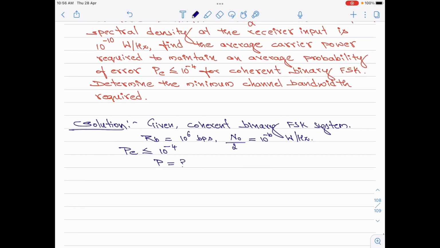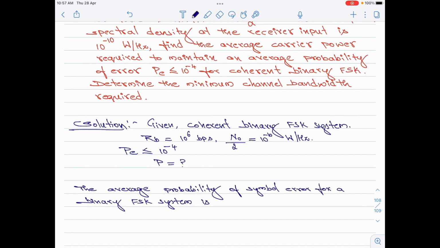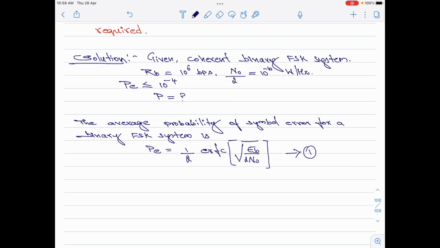Right. Let us now start with the equation for the average probability of symbol error for a binary FSK system. PE equal to 1 divided by 2 ERFC of square root of EB divided by 2 N0. I will call this equation 1. Now, we are given the probability of error should be less than or equal to 10 to the power minus 4. So, I am going to now replace PE with 10 to the power minus 4 here. Then I will substitute the remaining values here.